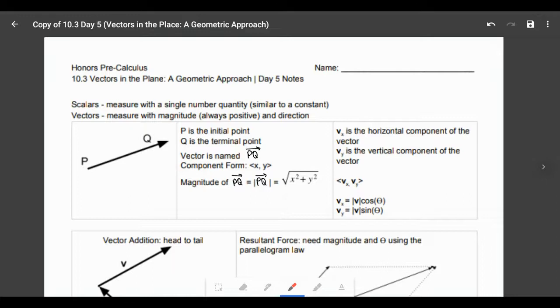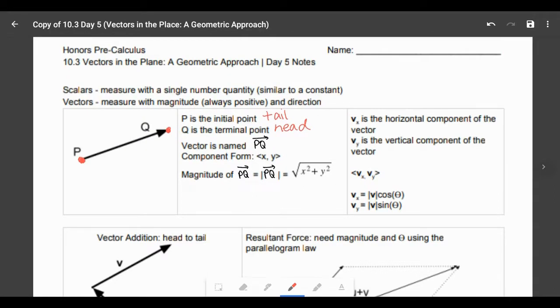For example, we have vector PQ. P here is our initial point, and that is what we are going to call our tail of our vector. Q is the terminal point, and that is what we are going to call the head of our vector.